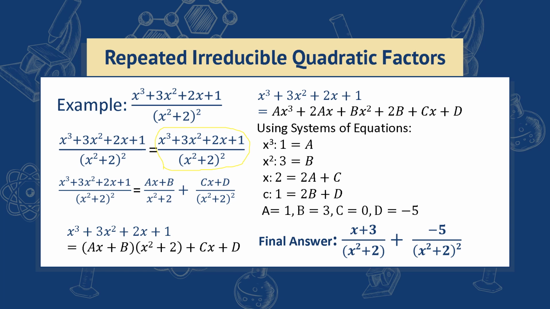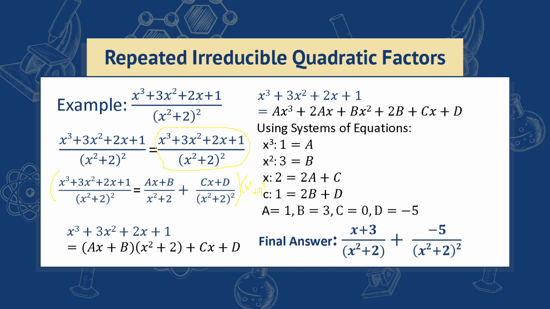So x cubed plus 3x squared plus 2x plus 1 all divided by x squared plus 2 squared is equal to ax plus b divided by x squared plus 2, plus cx plus d divided by x squared plus 2 squared. So we could get the least common denominator, which you all know is the original denominator, which is x squared plus 2 squared. Sorry for my handwriting.